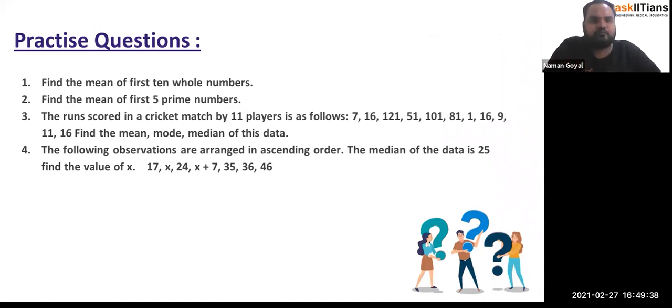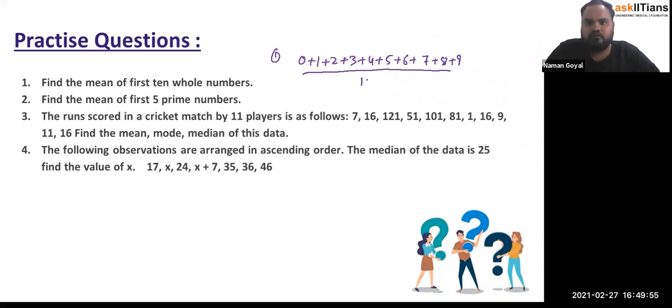Now first, find the mean of the first 10 whole numbers. So the whole numbers are what? 0 plus 1 plus 2 plus 3 plus 4 plus 5 plus 6 plus 7 plus 8 plus 9, up to 9, they are 10 whole numbers, right? Divided by 10. So if you add them, 3 plus 3 is 6. 6 plus 4 is 10. 10 plus 5 is 15, then 21, 28. 28 plus 8 is what? 36, right? 36 plus 9 is what? 45, divided by 10. So the answer for the first question is 4.5.